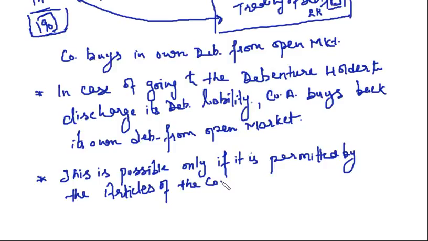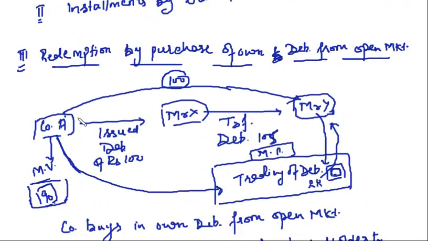Clear? Only then you can buy your own debentures from the open market. Clear? The concept is clear. The company, instead of going to the debenture holder to discharge its liability to pay rupees 100, Company A goes to the open market. It sees that its debentures' value is 90 rupees, so it will earn a 10 rupee profit. Company A played a smart game and bought its debentures at 90 rupees, and their liability is over.